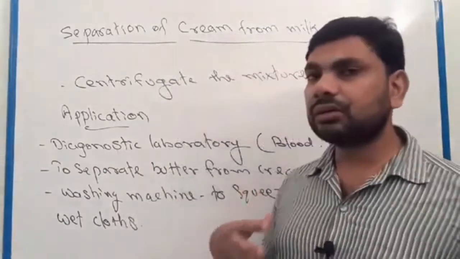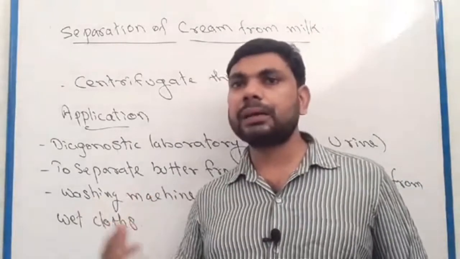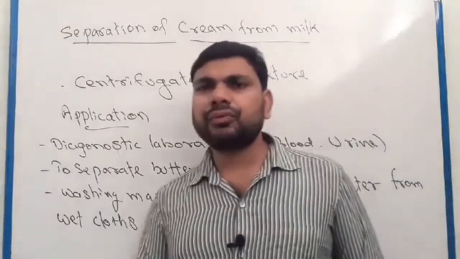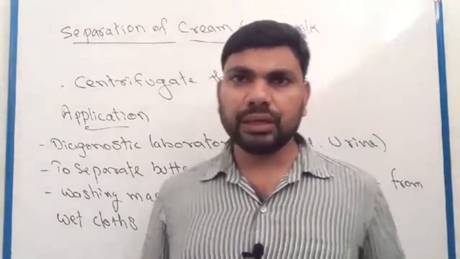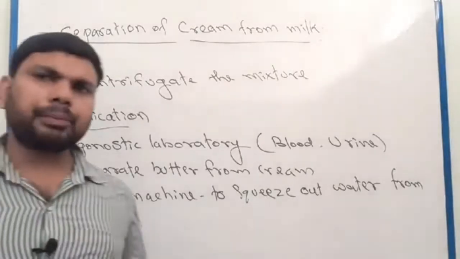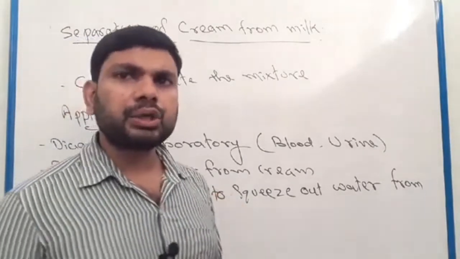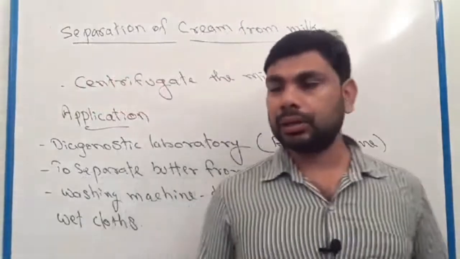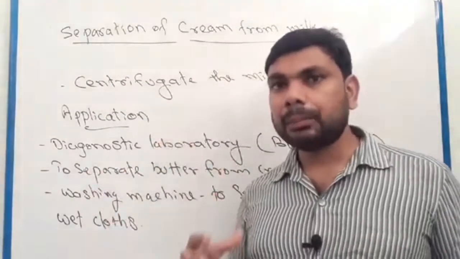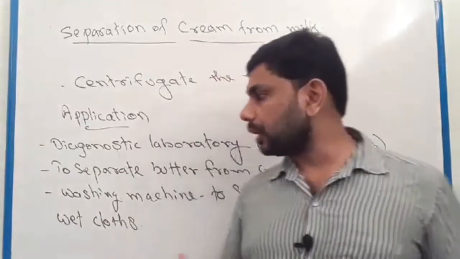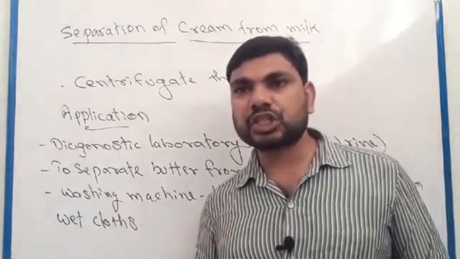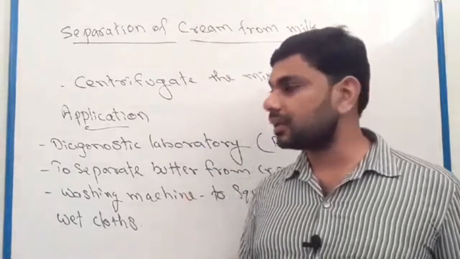Here the mixture rotates very rapidly in this type of machine. And here are the applications of centrifugation. These are the different applications. To test blood and urine: diagnostic laboratories use centrifugation to test blood and urine samples. And another one, to separate butter from cream, we also use centrifugation.